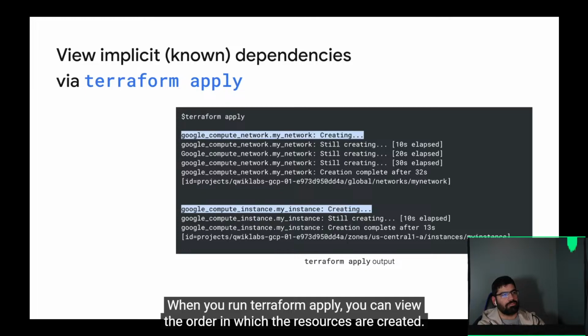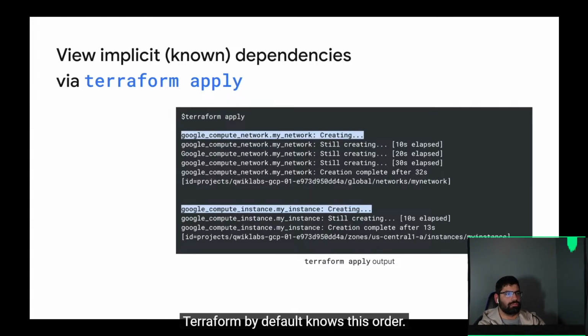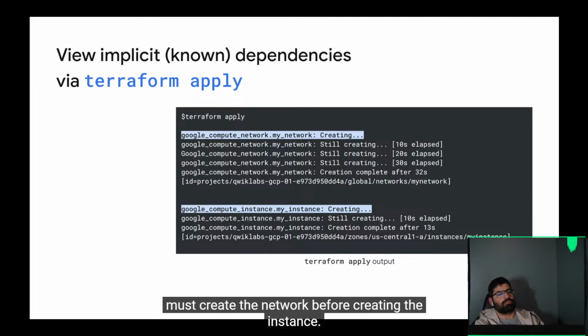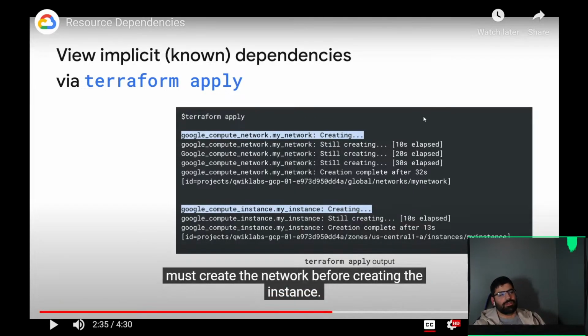When you run Terraform apply, you can view the order in which resources are created. Terraform by default knows this order. Because of implicit dependency, Terraform is able to infer a dependency and knows it must create the network before creating the instance. The good part, depending on your standard, is you don't have to put instance after network. You can have network before, and this is good, let's say, if you have multiple virtual machines, virtual networks, databases, virtual private clouds, right?